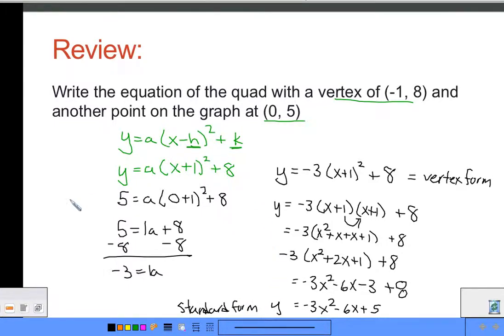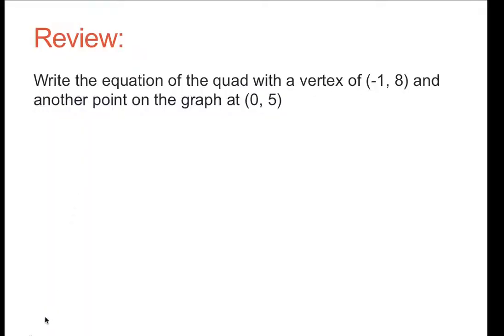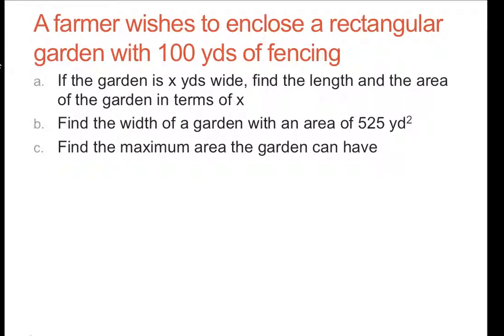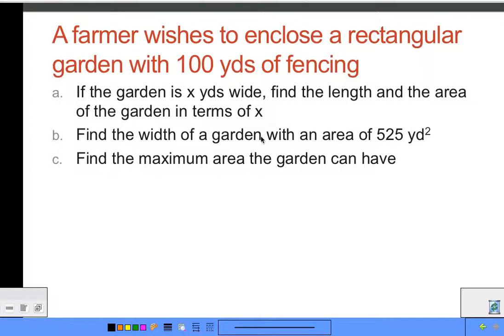So today, though, we are going to start taking a look at some word problems. So the first one we're going to take a look at: a farmer wishes to enclose a rectangular garden with 100 yards of fencing. If the garden is x yards wide, find the length and area of the garden in terms of x.